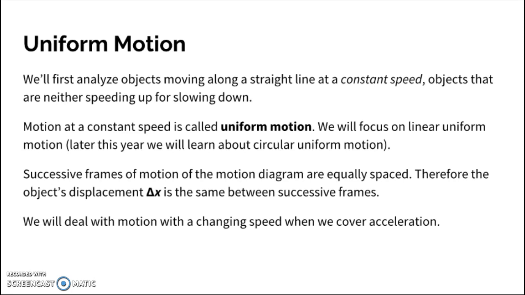So when we're dealing with uniform motion, if we were to draw a diagram, so we're thinking about maybe the separate frames, the successive frames of motion, they're going to be equally spaced apart, right? Because whatever object we're dealing with is going the same amount of distance per unit time. Okay? So our object's displacement is delta x between these successive time frames.